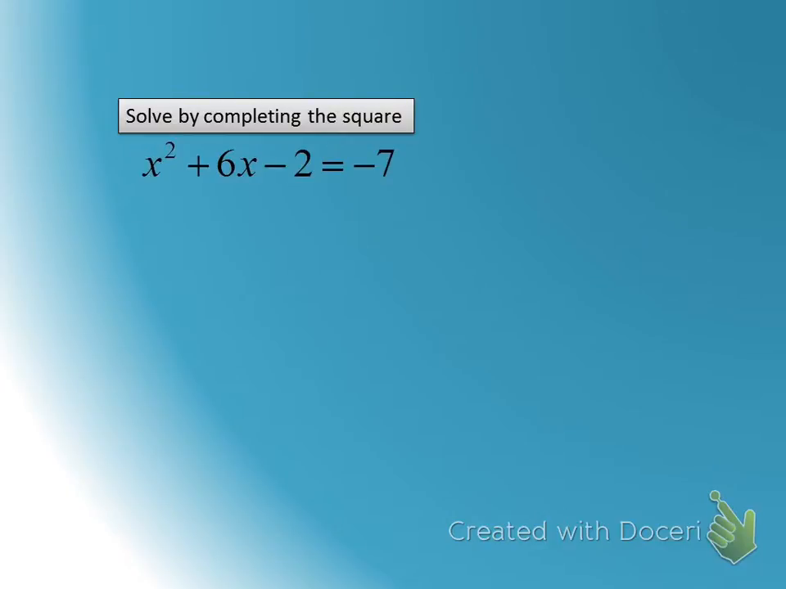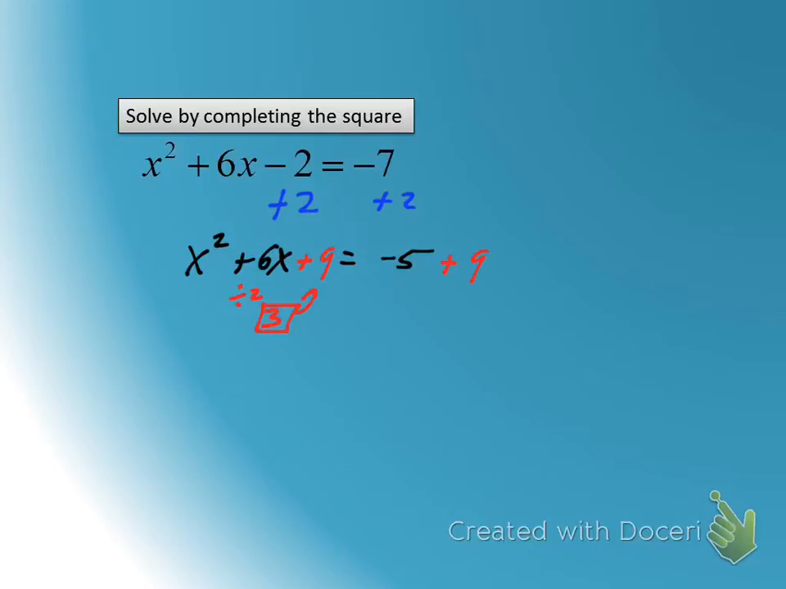Alright, so first step is always what? Well, in this case, it's going to be plus 2. Plus 2 over, okay? Always get it so that you have just x squared and x on the left-hand side. So x squared plus 6x equals -5. Next, divide by 2, which will give you 3, and then you square it to give you 9 here and 9 over there.